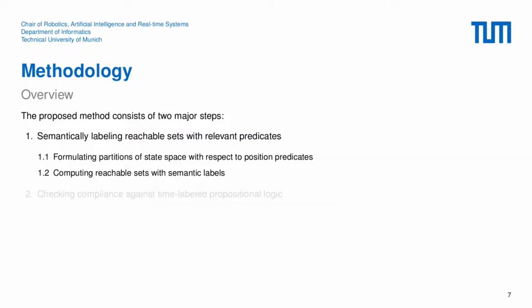Now we concisely explain the two major steps of our method. The first step is semantically labeling reachable sets with relevant predicates, which in turn has two substeps: formulating partitions of state space with respect to position predicates, and computing reachable sets with semantic labels. The second major step is checking compliance against time-labeled propositional logic.